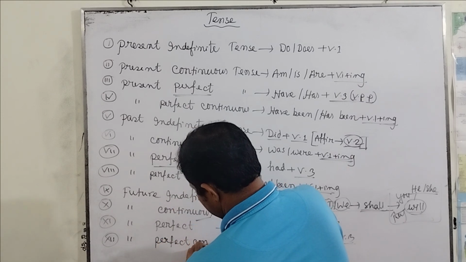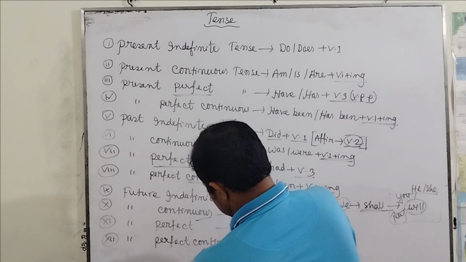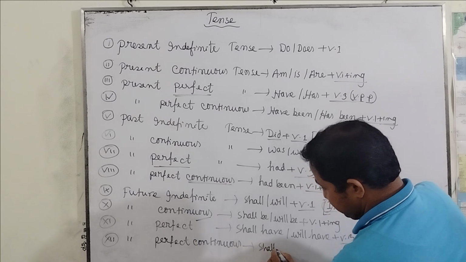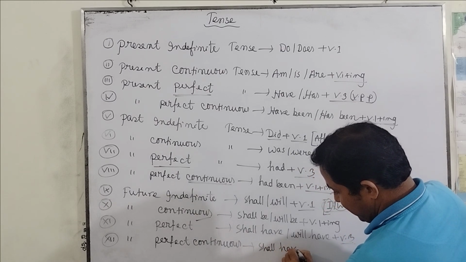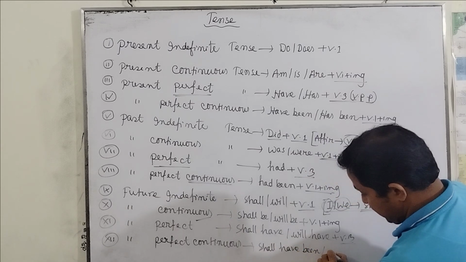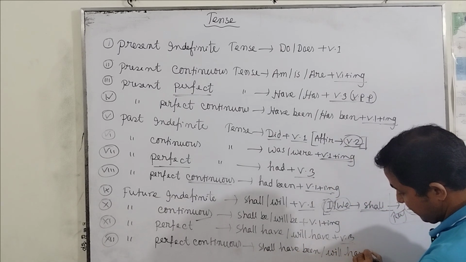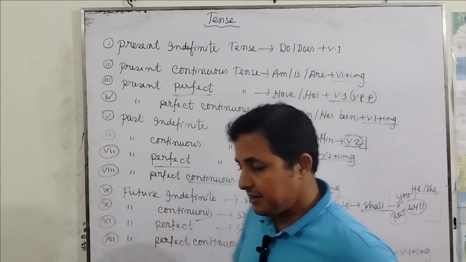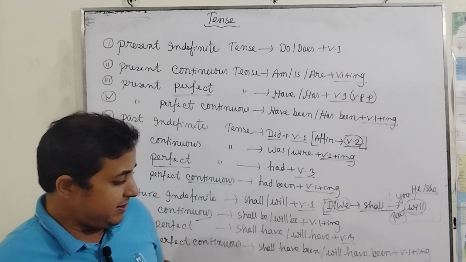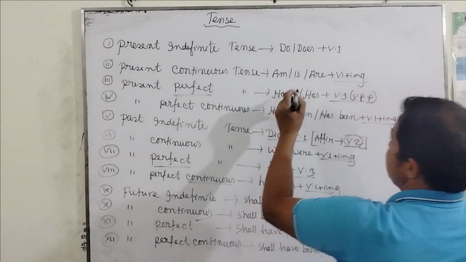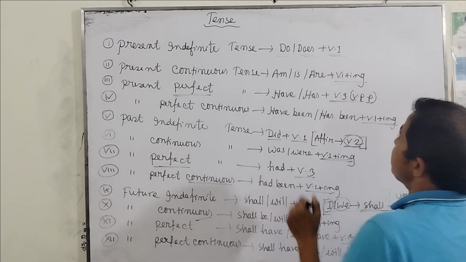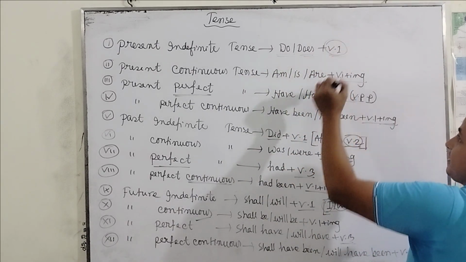Future perfect continuous. Future perfect continuous: its auxiliary verbs are shall have been, will have been, plus B1 plus ing. Now I'm going to show you again. First, present indefinite: do, does, and its form of verb B1.